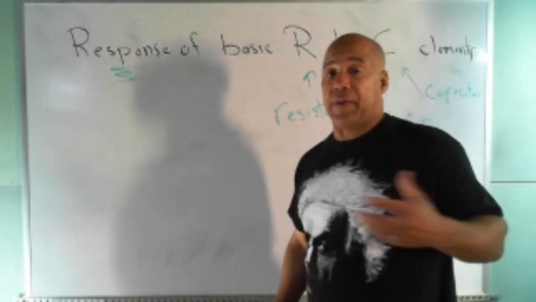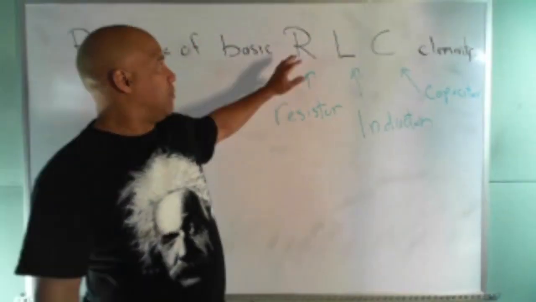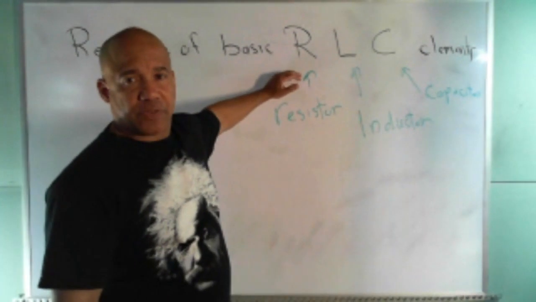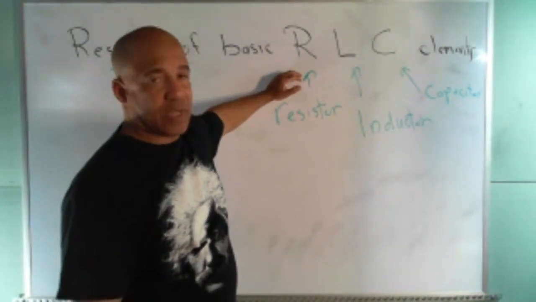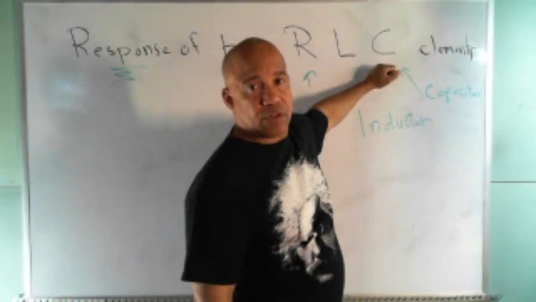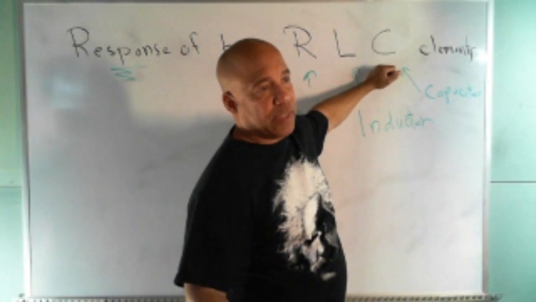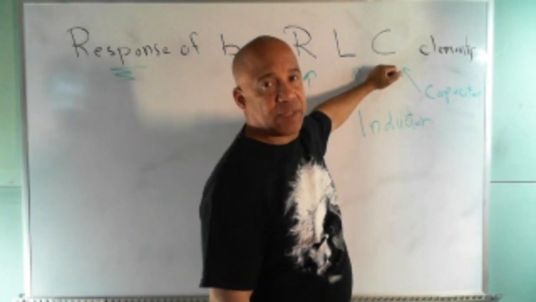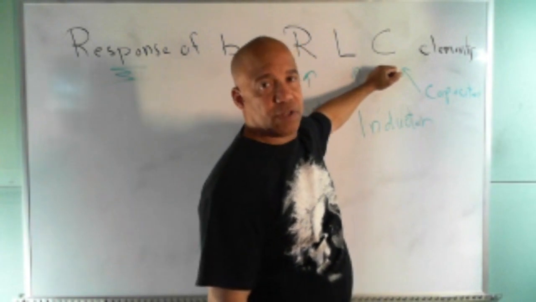Now, if you had me for DC, we spent almost the whole semester talking about resistors. We know resistors divide voltage, resistors can limit current. We spent a lot of time talking about capacitors. We know you can charge a capacitor, you can discharge a capacitor. You know a capacitor takes 5 time constants to fully charge, 5 time constants to fully discharge.